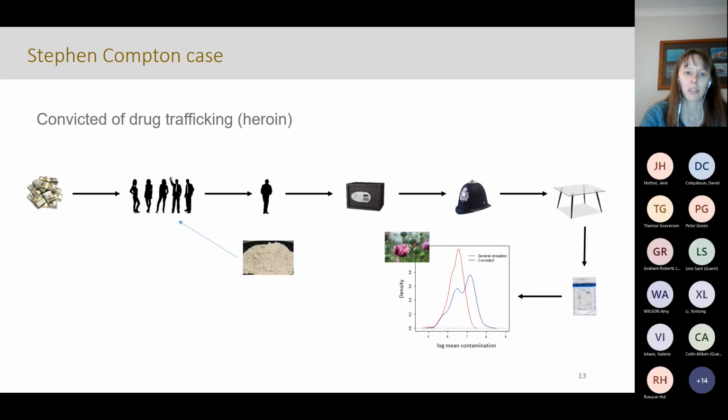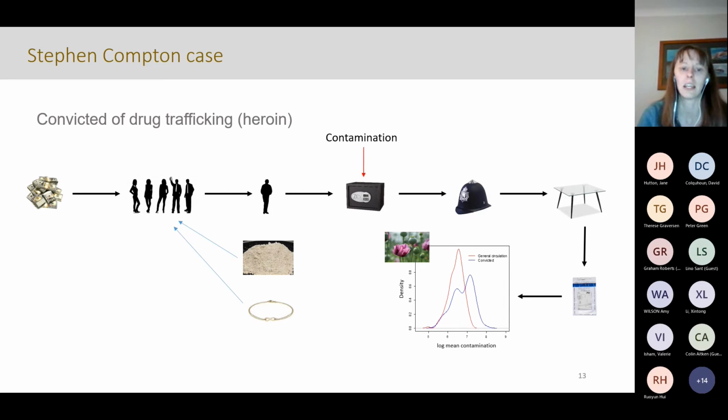However, the defence for Stephen Compton put forward the following storyline. They said that Stephen Compton sold jewellery to customers. The customers were not drug users, they were just regular people. Stephen Compton innocently sold them jewellery as part of his jewellery business. Then he took the money, put it in the safe, but Stephen Compton admitted himself that he was a drug user. He used some unspecified type of drug, and he contaminated the notes himself with his drug habit.